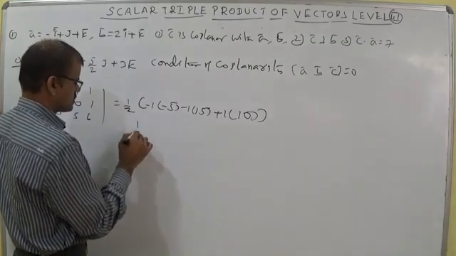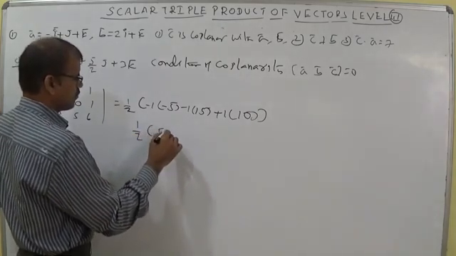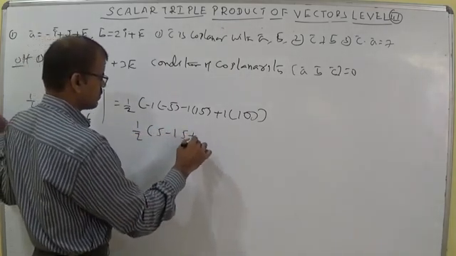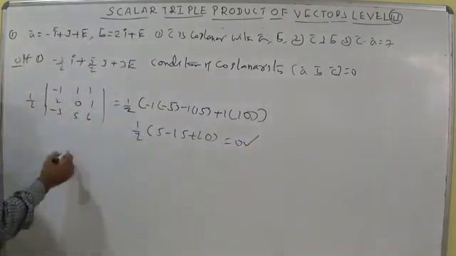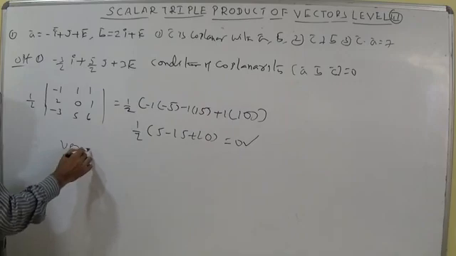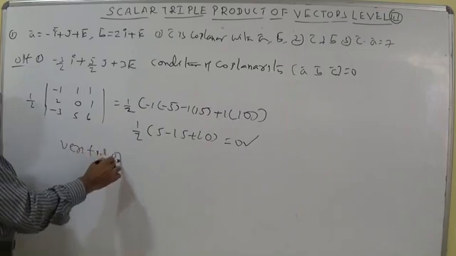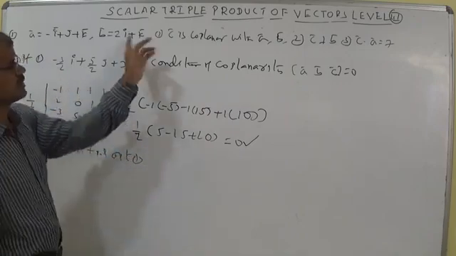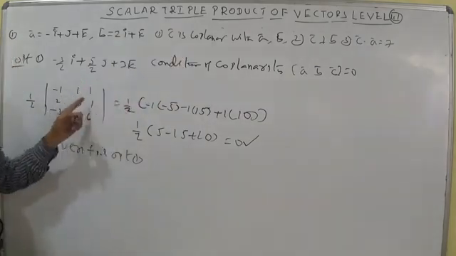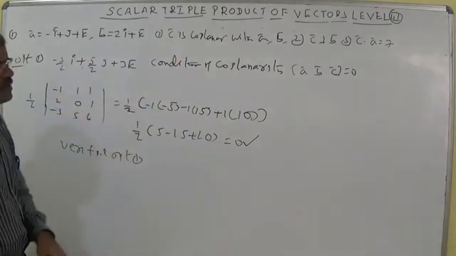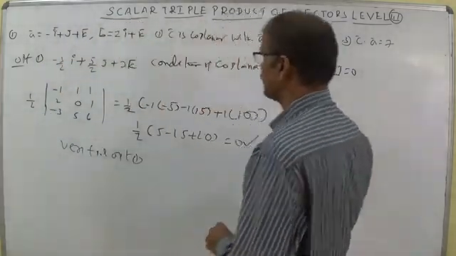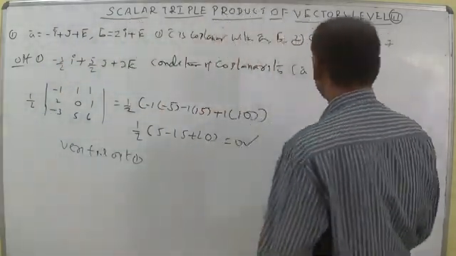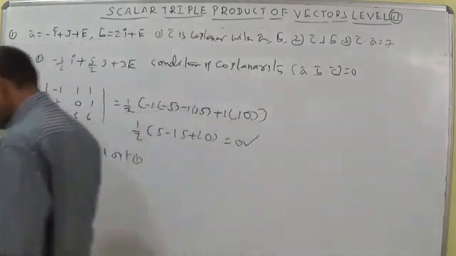Let us discuss the value here: 5 minus 15 plus 10, so it equals 0. Here you can write option 1 verified. We already verified that C is perpendicular to B and C dot A equal to 7. All 3 conditions are verified for option 1. If you have any doubt, you can verify with the other options also.